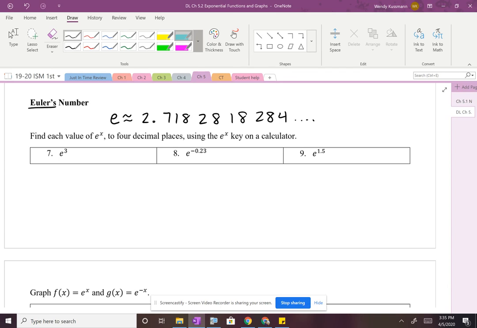Euler's number is very important when you get into engineering or if you start talking about continuously compounding interest. So, every millisecond, every moment of every single day, compounding interest, that's when you use E, which we will get to eventually. But first, I want to remind you of how to put E in your calculator.